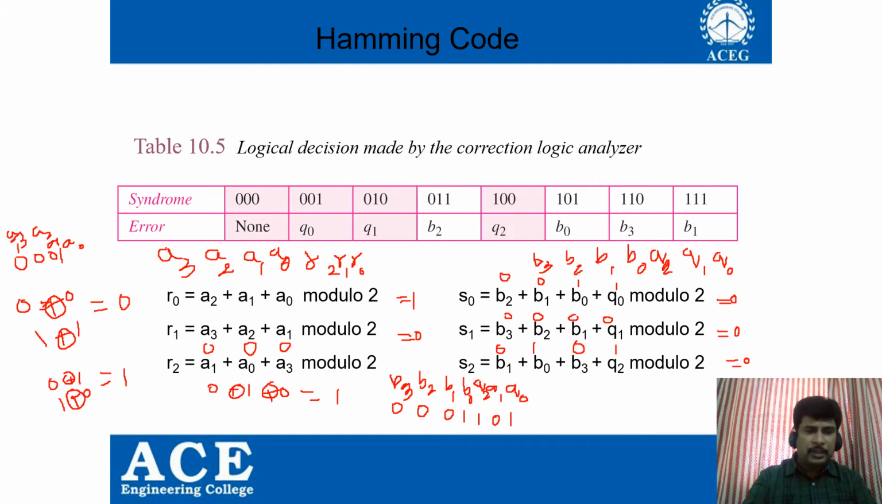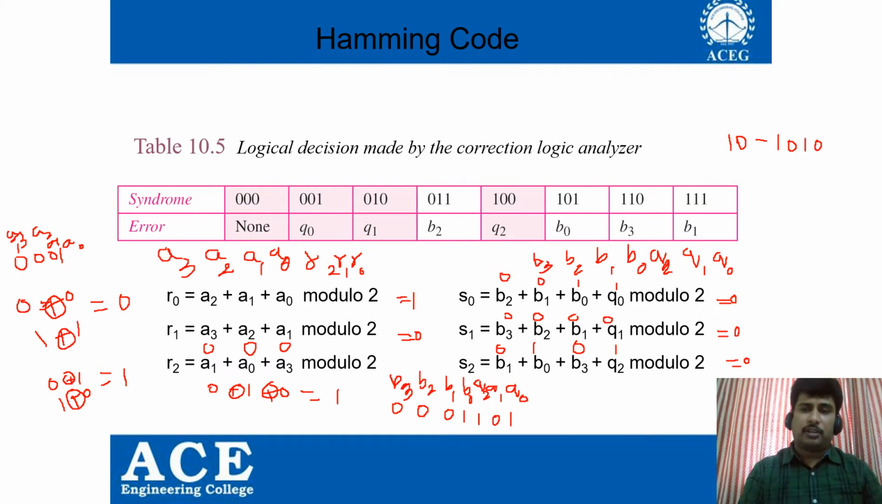I have made you try one simple example of 0001. So I expect you to do a small problem: I transmit data 10, which is represented in 4 bits as 1, 0, 1, 0. You need to determine the value of the redundant bits R2, R1, R0, then transmit it to the receiver along with the 4 data word bits, and verify whether an error is generated or not. This you have to do as a practice.